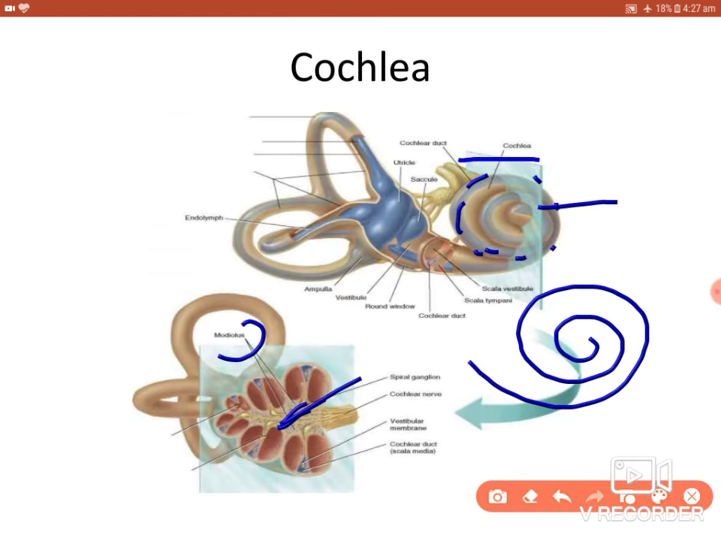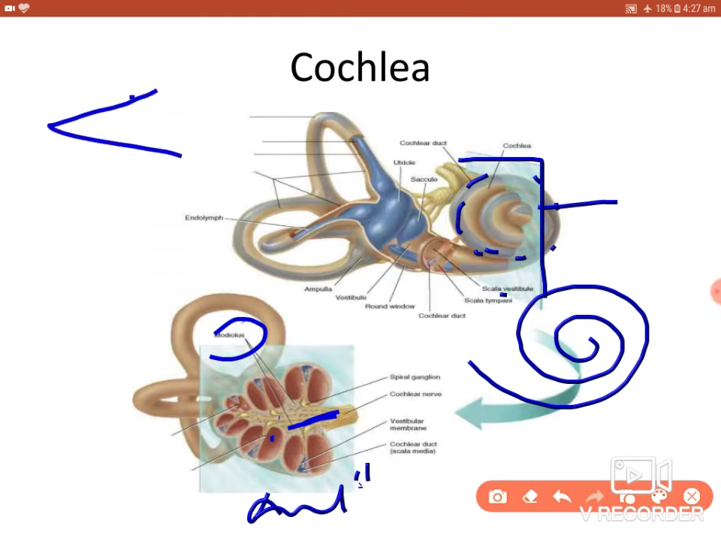If you take a section through the cochlea and view it from anteriorly, you can see some features. We'll discuss in detail. The central bony portion is called the modiolus. It is cylindrical in shape. It has an apex which points laterally, and the base is towards medially.